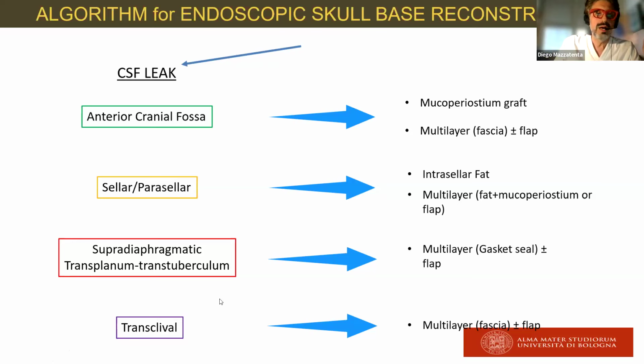The big problem is in case of the supradiaphragmatic transplanum transtuberculum approach. In this very complex case, we use the multilayer gasket seal with or without a pedicle flap of nasal septum. In case of transclival approach, we use the multilayer flap with or without pedicle flap.